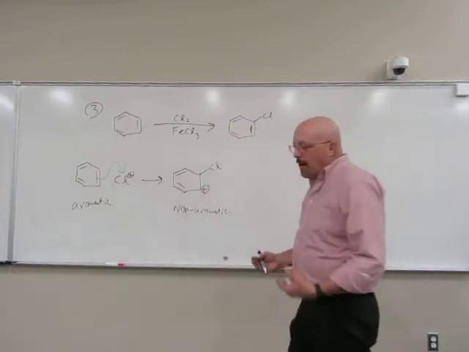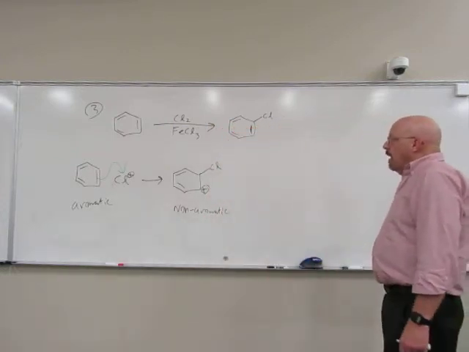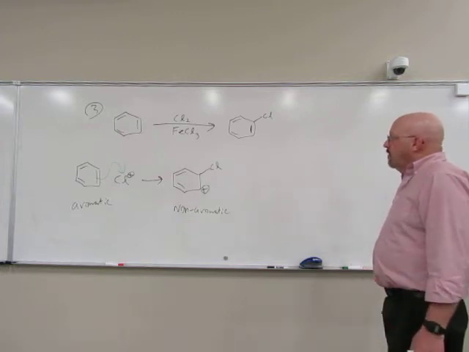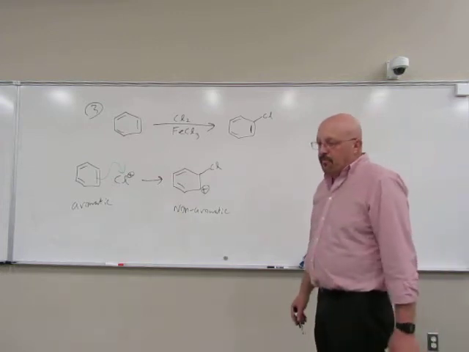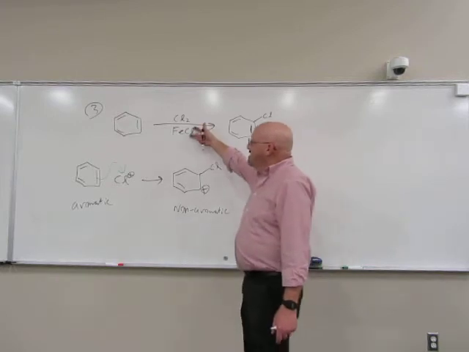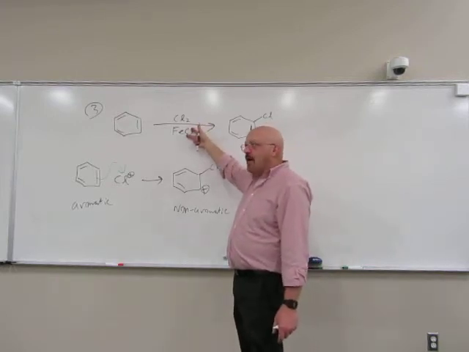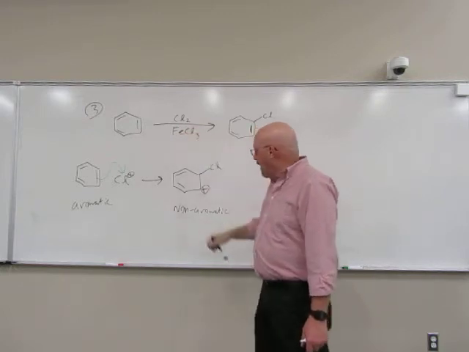We want to get our aromatic ring back because aromatic is so stable. We also need to get our catalyst back. This was a Lewis acid catalyst. Catalyst is not consumed in the reaction. When the reaction's finished, I should have the same catalyst back.